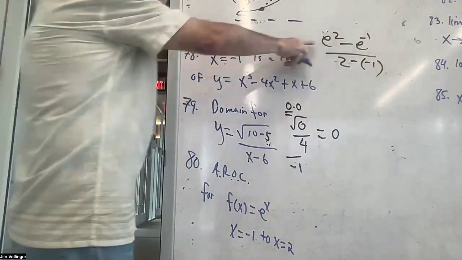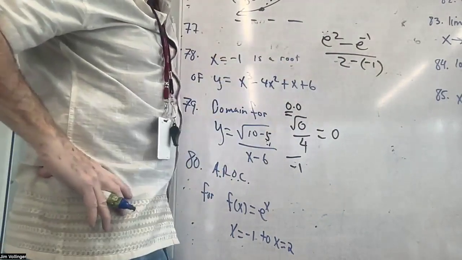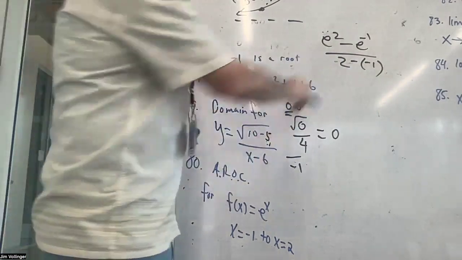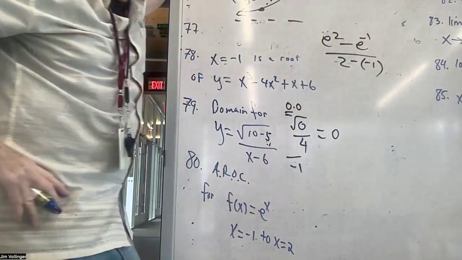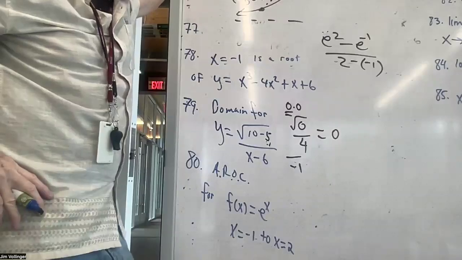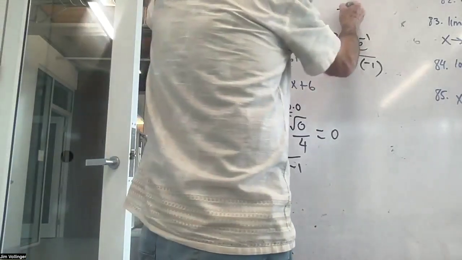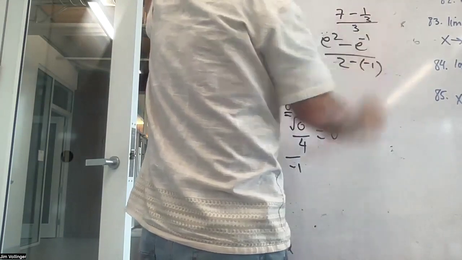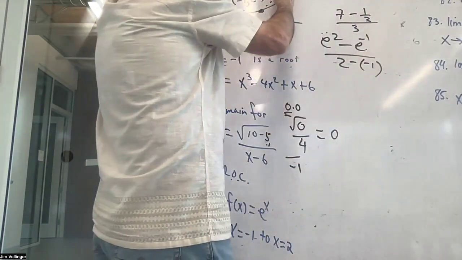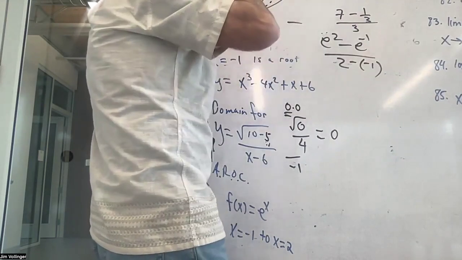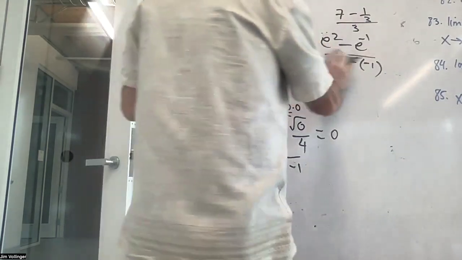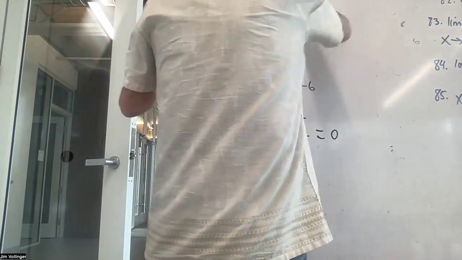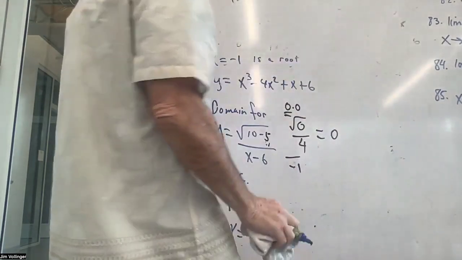Do I know what e squared is? No, I think it's a little bit more than 7. E to the -1, it's near a third. Okay, if I want to get a feel for this, this is near 7 minus a third all over 3. All right, and that will give me a feel for the slope connecting those two coordinates, just a feel. But what I gave you was the exact answer. All right, moving right along.